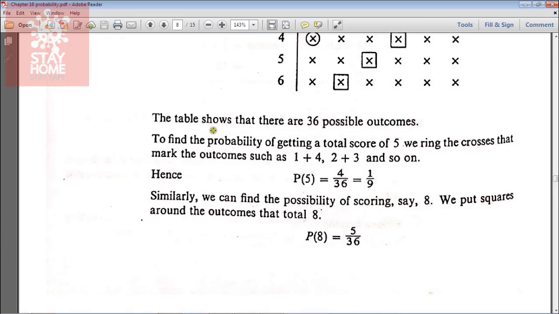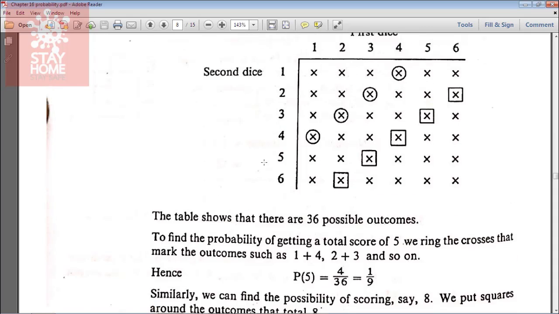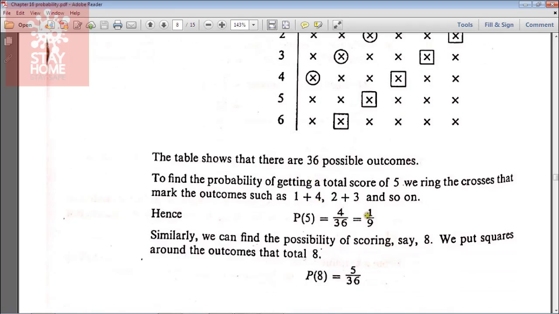To find the probability of getting the total score of 5, we ring the crosses that make the outcome such that 1 4, 2 3, and so on, meaning the total sum is 5. Total sum 5: that will be 1 4, 2 3, 3 2, 4 1, all 5. Okay, so 1, 2, 3 and 4 over 36, 4 over 36, 1 over 9 is the probability.